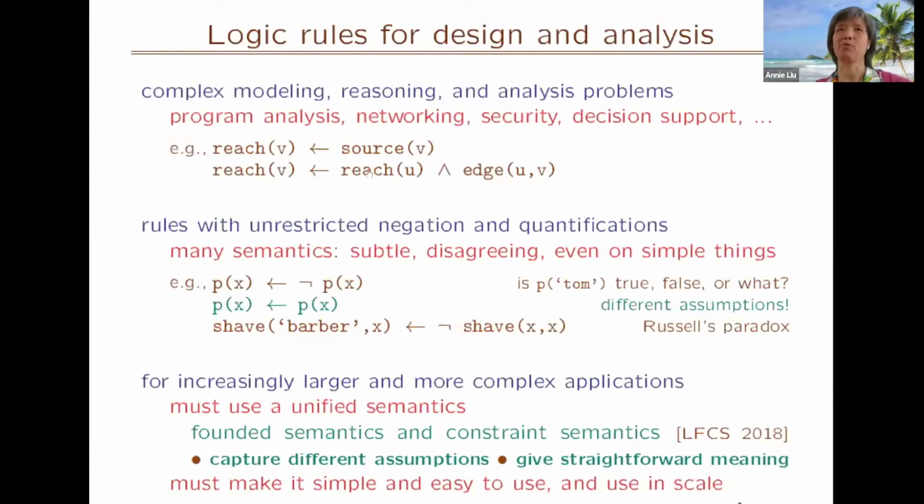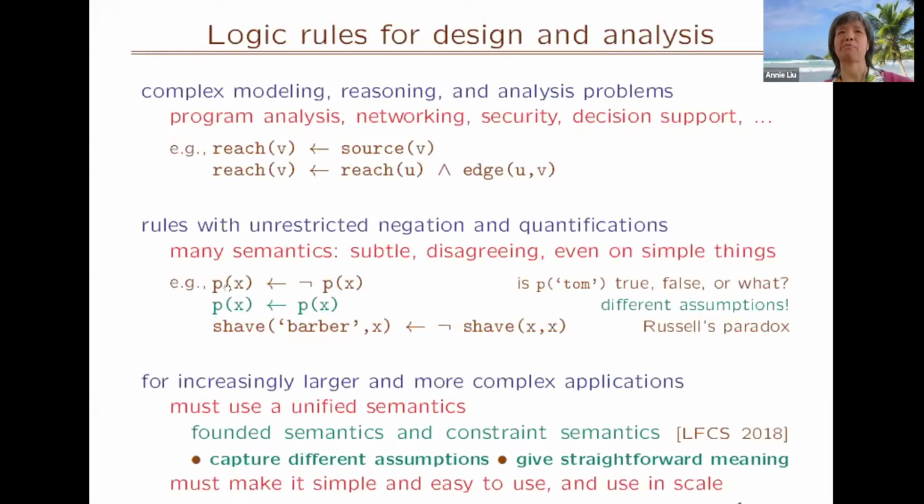And here's a simple rule everybody knows. Given a set of source nodes and a set of edges, you can compute a set of reachable nodes just by these two beautiful rules. But when you have negation and quantification in the rules, things are much more complex. Many semantics have been proposed, but they're often subtle and they disagree, even on very simple examples.